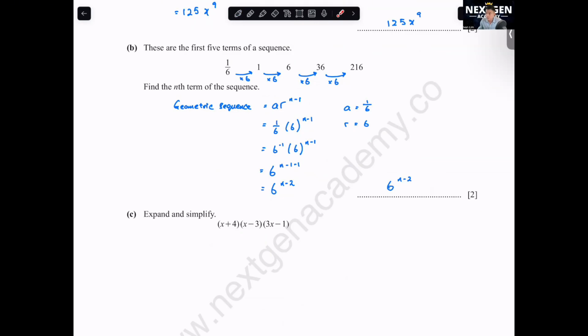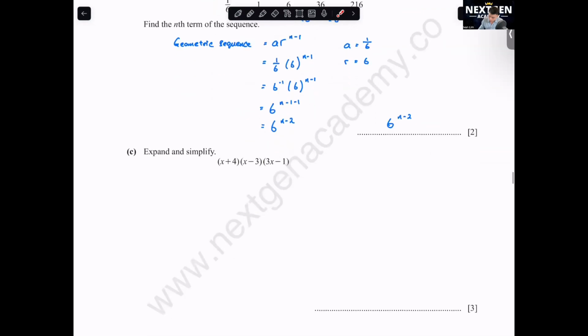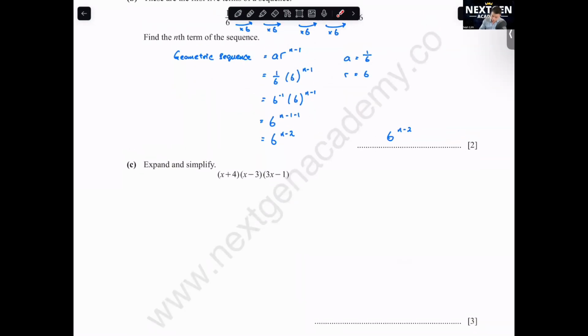Question C, expand and simplify. Okay, you can expand any brackets. Let's expand the first two first. So x plus 4 times x minus 3, we will get x squared minus 3x plus 4x minus 12. Okay, for me, I like to bring this in front, the two terms one. So x squared plus x minus 12.